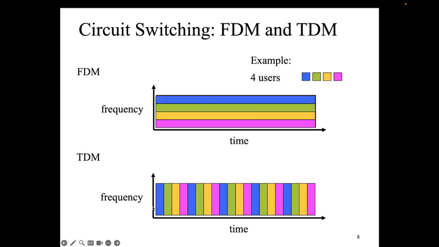Anyway, so you only have that time with time division. You only have a frequency allocated to you for a given time slot, and once that time expires, you lose it to a different user. Okay.